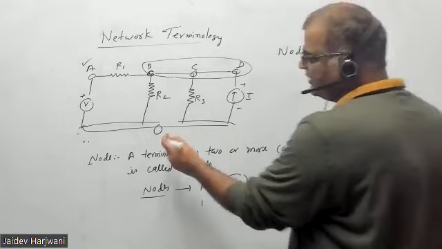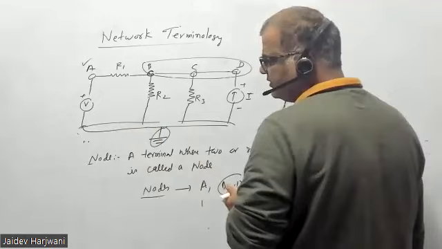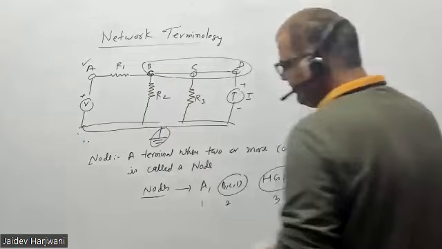Suppose I want to make ground voltage. This is a ground, this is a single point. Similarly, this is a single point. There is no component between them. So there are three nodes in the circuit.